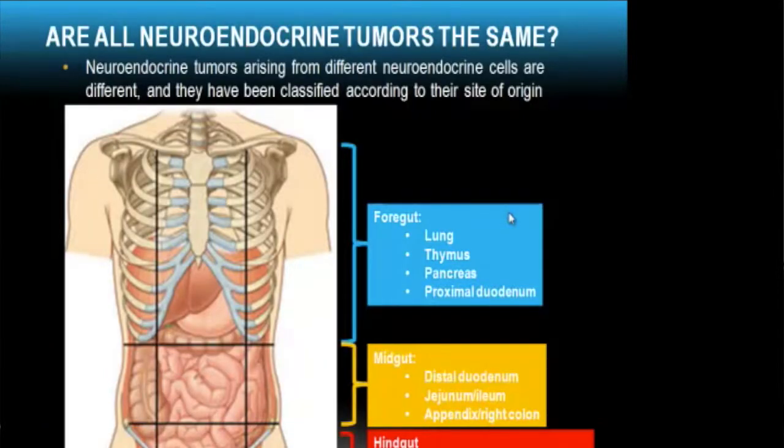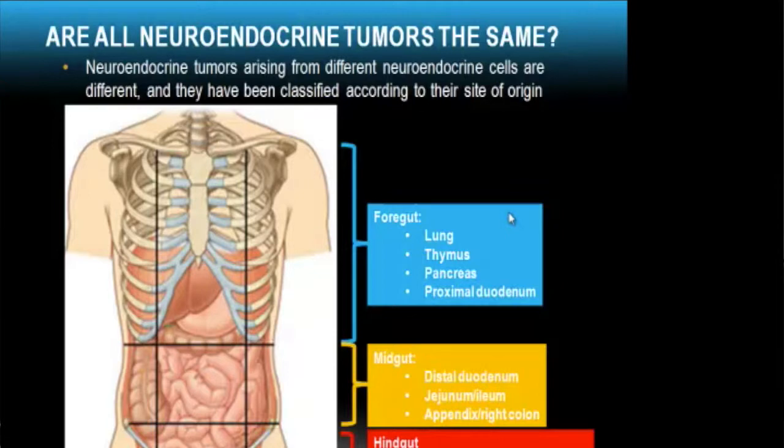So as we know, all neuroendocrine cells can give rise to neuroendocrine tumors. So the question is, are all neuroendocrine tumors the same? Actually, it's not, as Dr. Warner already talked about. Neuroendocrine tumors arising from different locations, from different neuroendocrine cells, are different. They can be different in many ways, such as they have different genetic basis, and they have different kinds of clinical behavior. So they need to be treated differently.